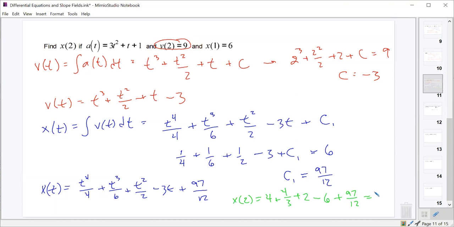Seems like that ought to be 113 twelfths. So it's at a position of 113 over 12 at t equals 2. Any questions on that? A little bit of work, but I hope nothing too complicated, maybe except for the arithmetic, maybe.